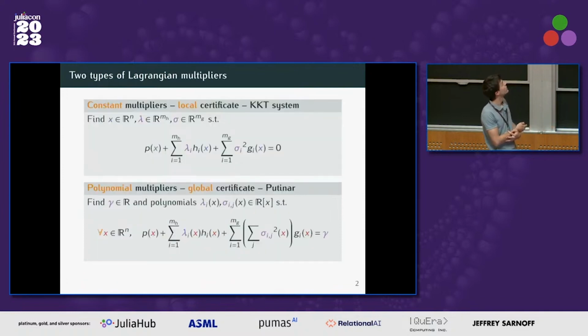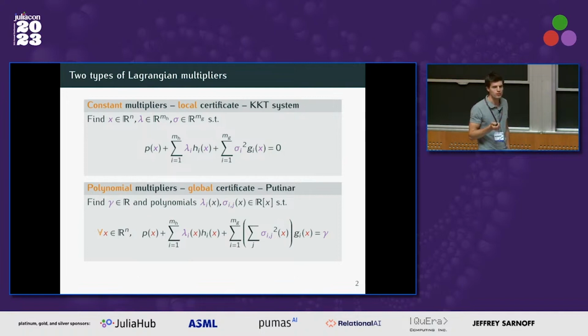So if we look at what the Lagrangian looks like, there are two very different ways to do this. The first is probably closer to what IPOPT would do, which is to try to find multipliers for the equalities and multipliers for the inequalities. If you want the multiplier to be non-negative, we can use squares to make them non-negative. So we can try to find multipliers such that this condition is satisfied.